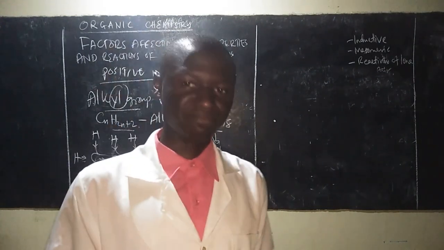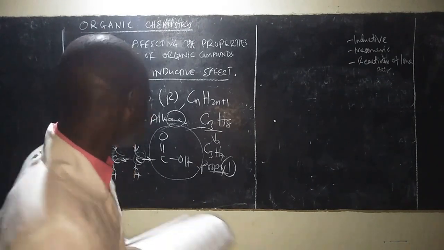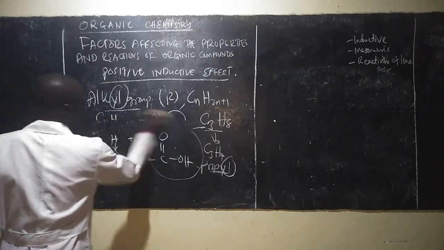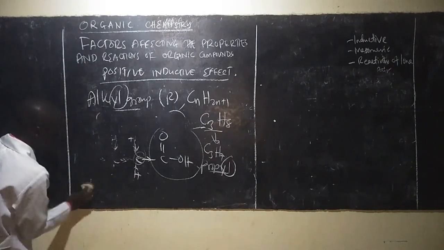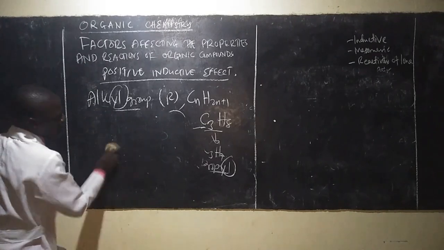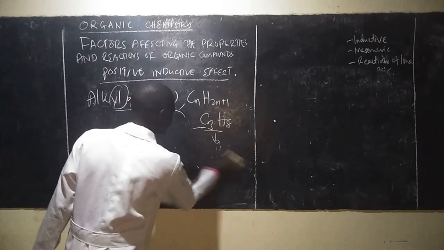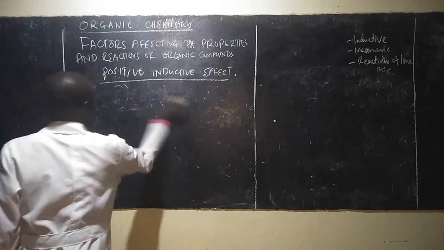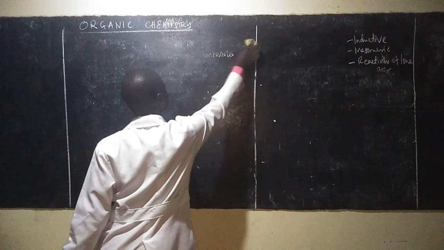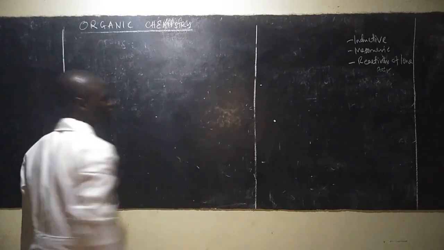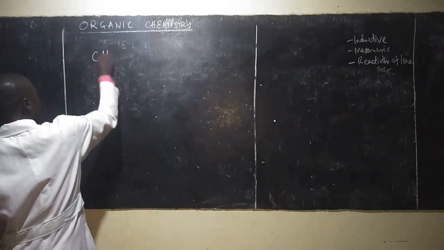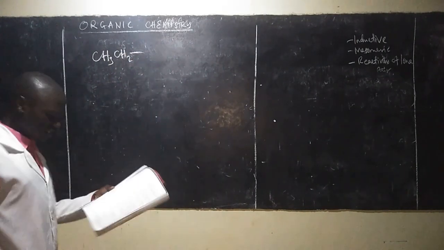So if the alkyl group gets bigger, then the strength of the positive inductive effect tends to increase. As I have explained, when the number of carbon atoms in the alkyl group increases, the positive inductive effect also increases. Now, for example, if we take our propyl, which we drew here as an example, the propyl group will have a less positive inductive effect as compared to the butyl group. The butyl group has 4 carbons. So the number of carbons determines the strength or the extent of the positive inductive effect which will be caused by that group. So now let's see some examples. For example, if we have CH3, then we have CH2. This is just an example.